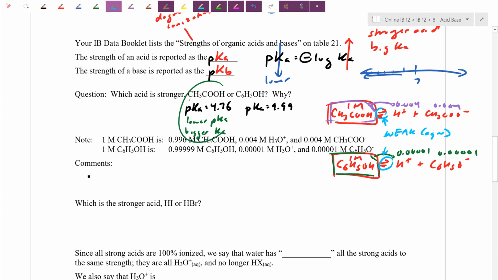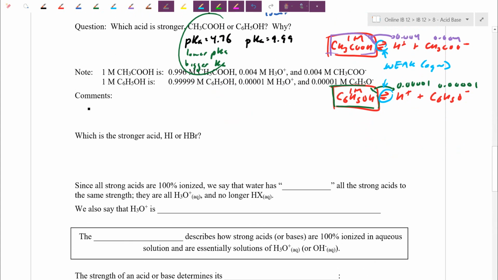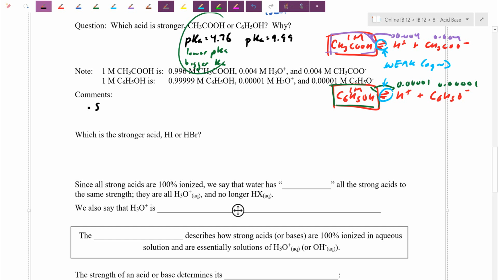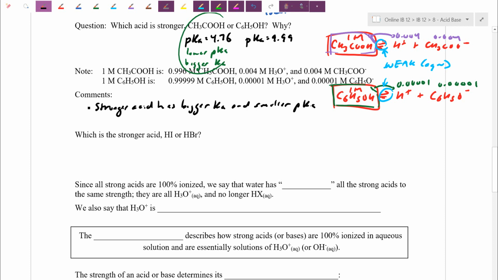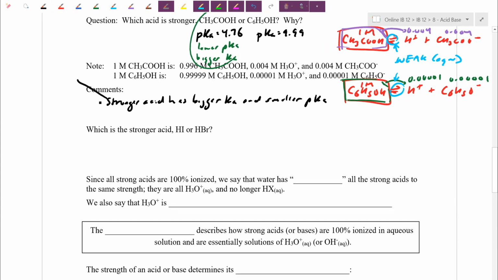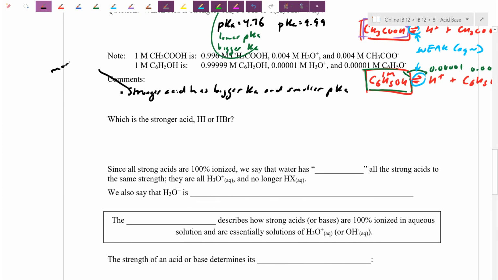So let me give you some conclusions here, some comments. If I want to have a stronger acid, right, an acid's job is to donate a proton. How would I identify which one is a stronger acid? The stronger acid has a bigger Ka and a smaller pKa. And in that situation, we're going to end up having more ions dissociated because it's stronger. Right? More ions end up ionizing over.